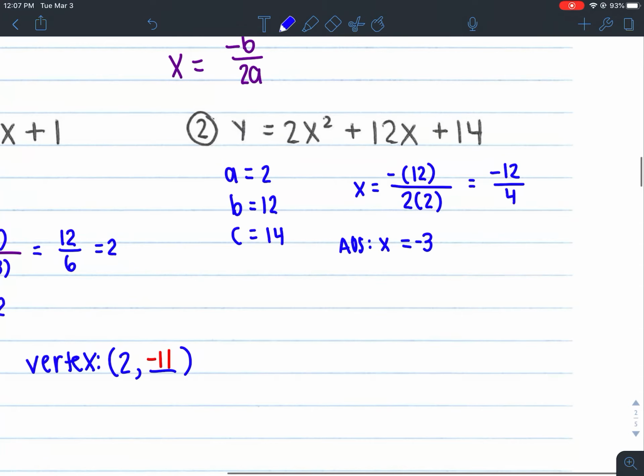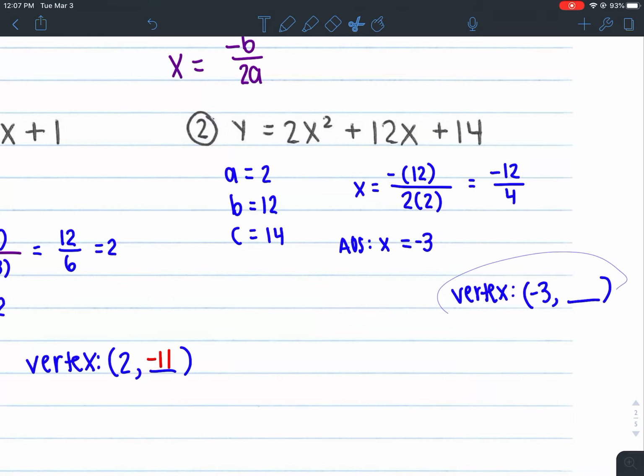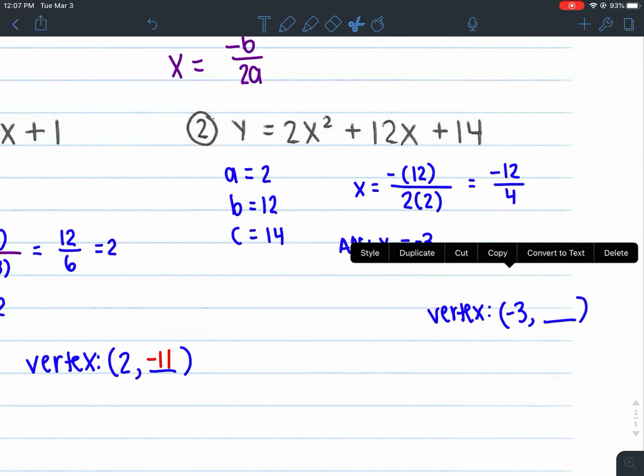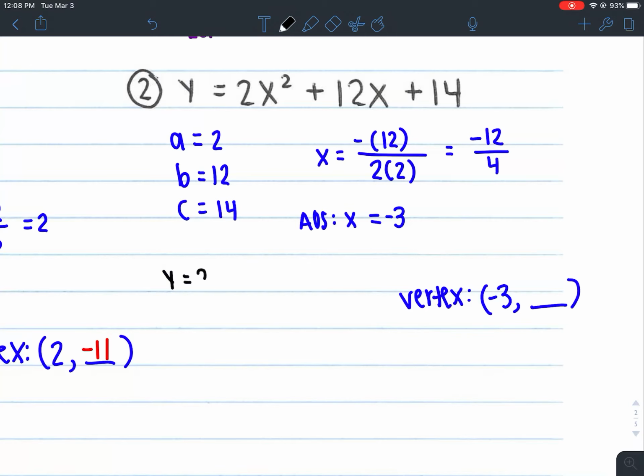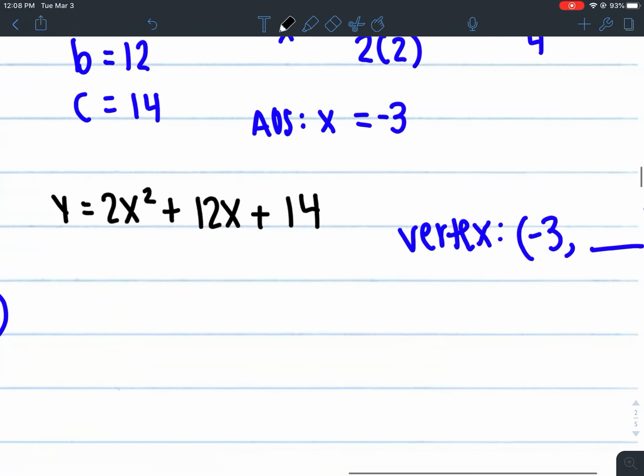But what do I know about my vertex? Well, I know the vertex will have the point negative 3, but I gotta find the y. I don't know the y part yet. So that's something I gotta find. Well, how can I find that? I'm gonna use the original equation. So this part should be reviewed because we learned this previously already. I'm gonna use the original equation.